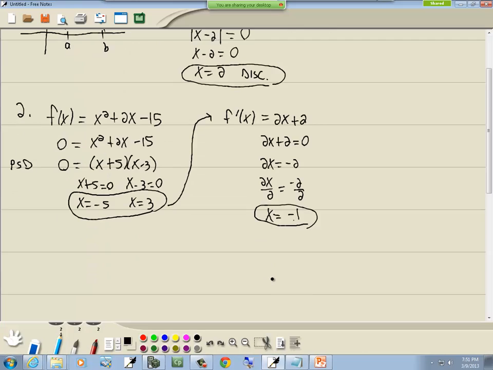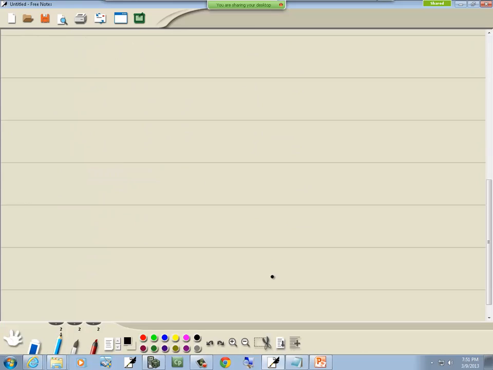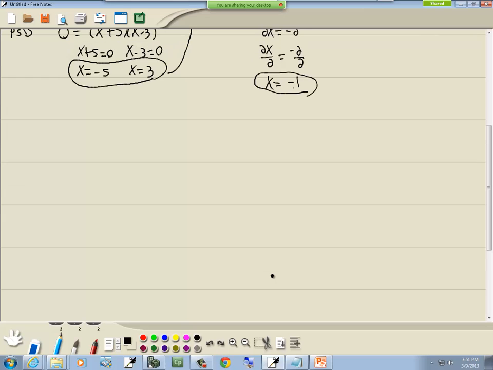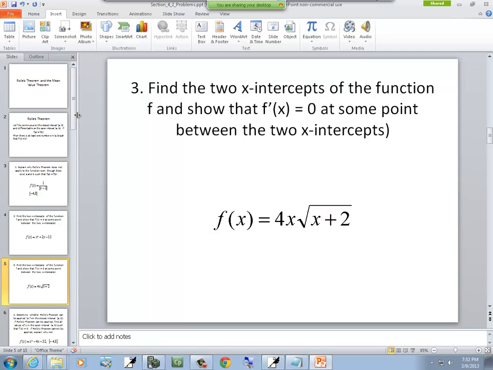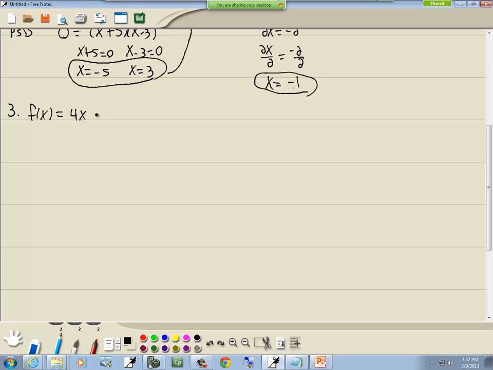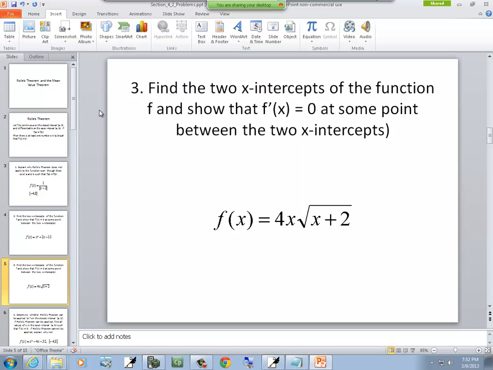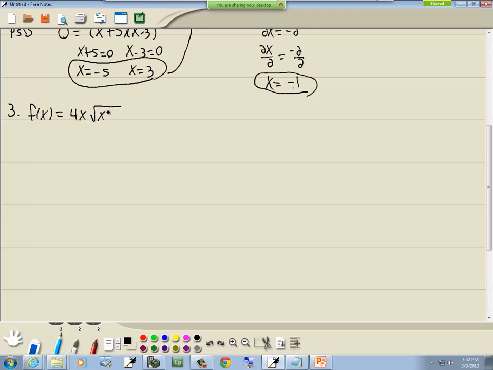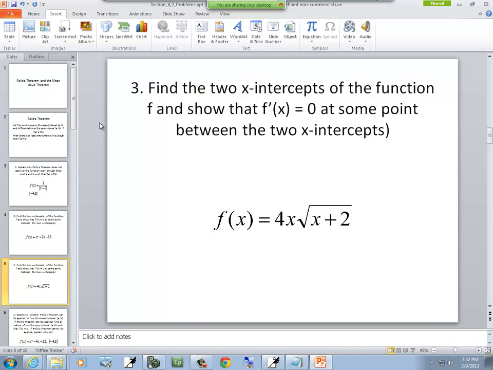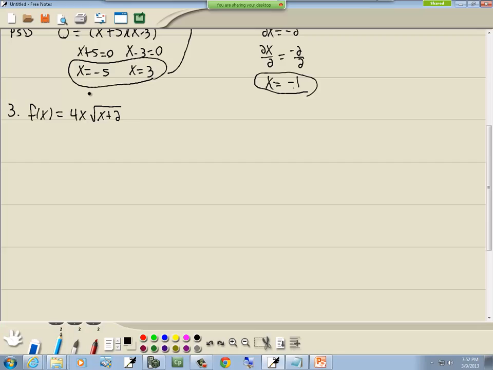Let's take a look at this one. We got f of x is equal to 4x square root of x plus 2. And it says find the 2 x-intercepts, so we'll start there. To find any intercepts, you always plug 0 into the other variable. So for finding the x-intercepts, we'll plug 0 in for y.